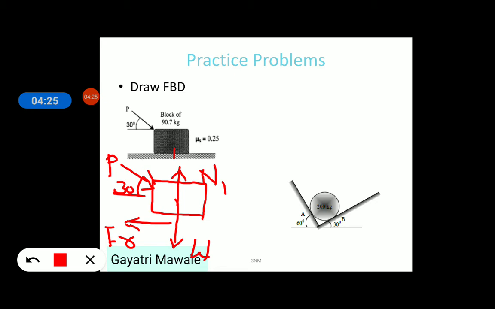Now this block is not attached with any wire, thread, rope, cable or string. So no need to show tensile force. Again, this block is not attached with any spring. So spring force will also not be there in the FBD. So this diagram here I have drawn is called as free body diagram of this block. Now let us try to draw FBD of sphere given.